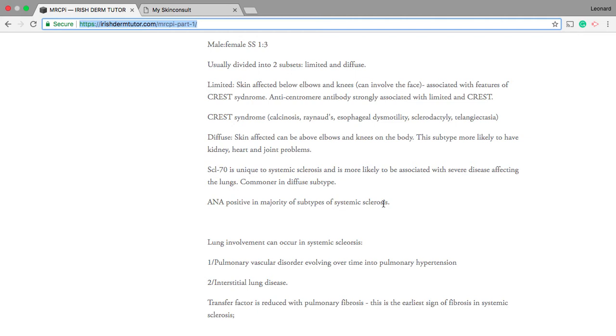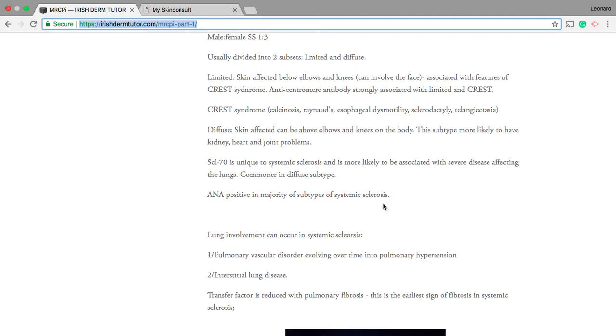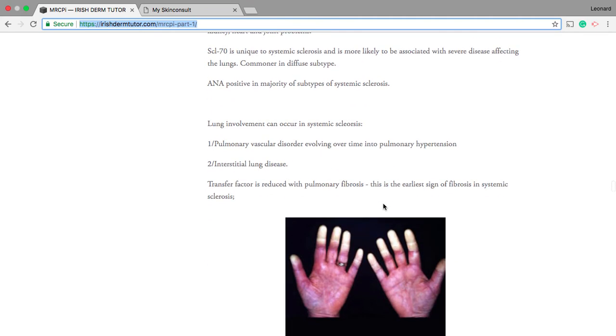The anti-SCL70 is unique to systemic sclerosis and is more likely to be associated with severe disease affecting the lungs. And this antibody is commoner in the diffuse subtype. And then ANA positivity is seen in the majority of patients with systemic sclerosis.